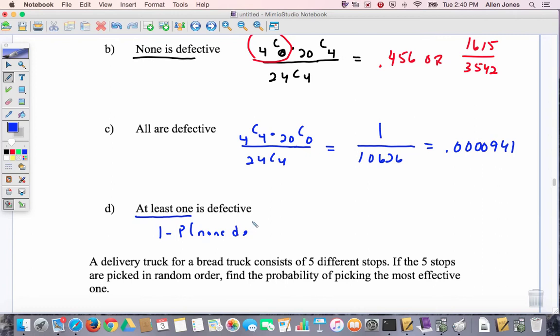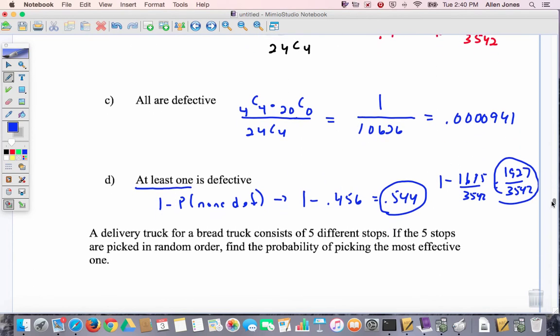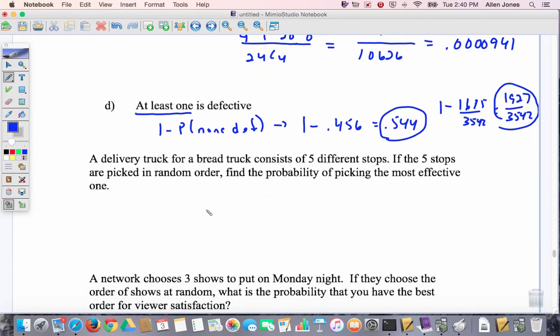Remember back in our last section we talked about the at least one part. Easier version is 1 minus the probability, in this case none being defective. So the good news is back here in step B we found none being defective, so it's 1 minus the 0.456, which is 0.544, or 1 minus 1615 over 3542, which is 1927 over 3542. So again, fraction or a decimal, we can take either one. You don't have to have both, just one or the other. But there's our first look at probability with our combinations.